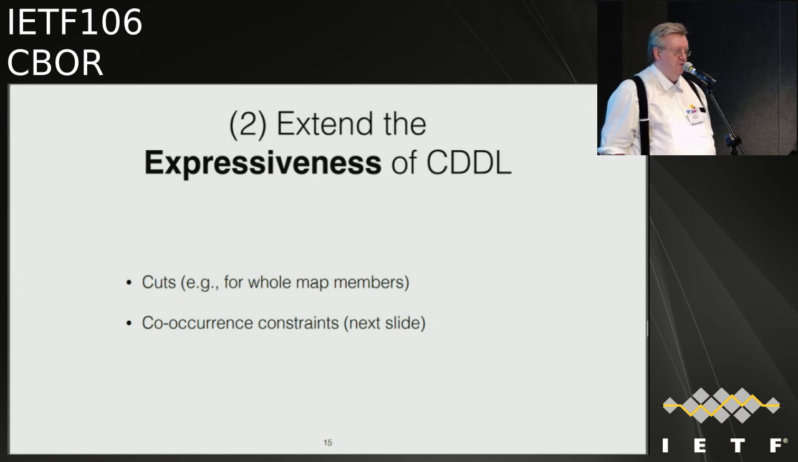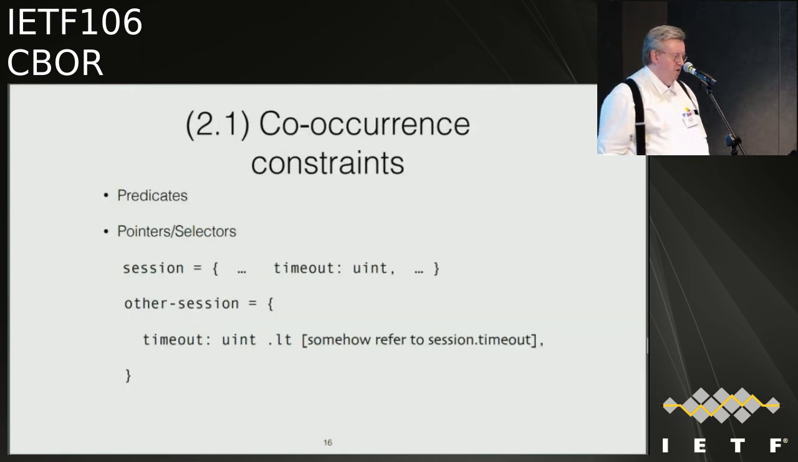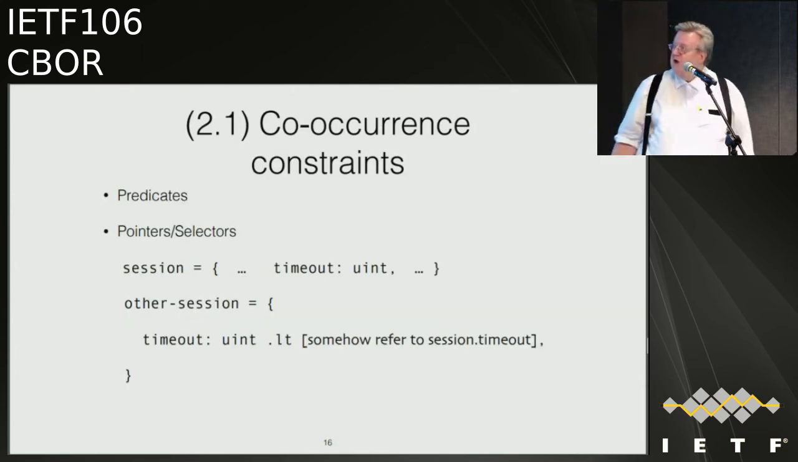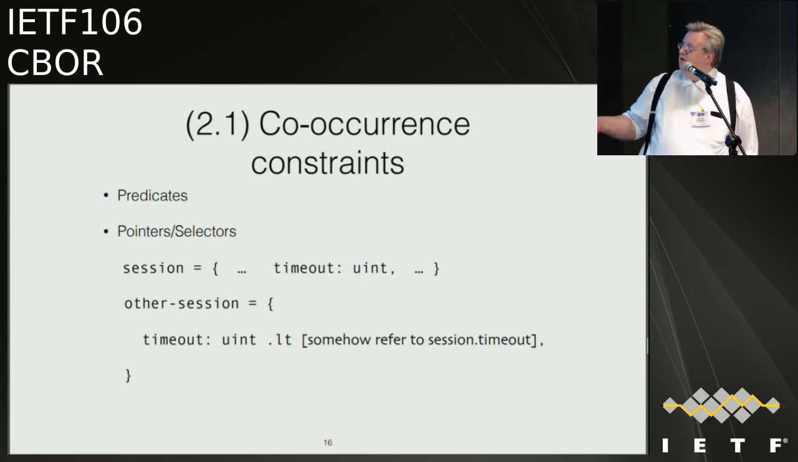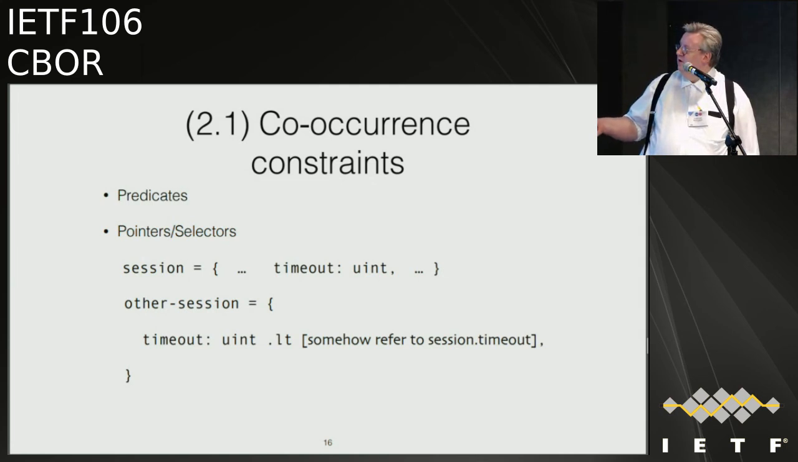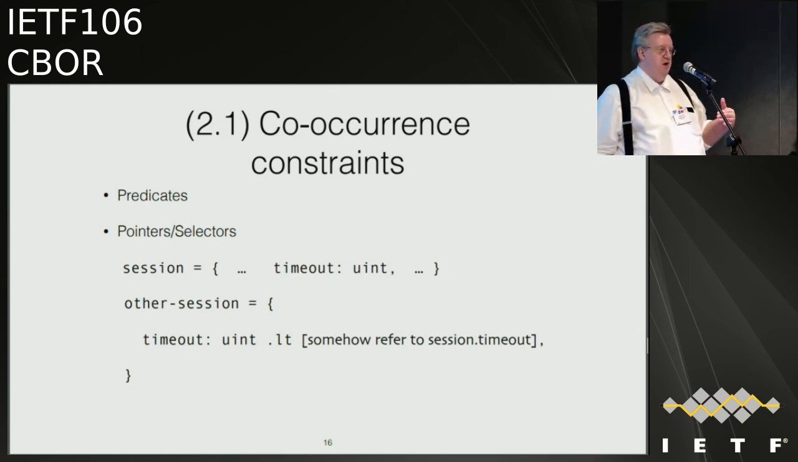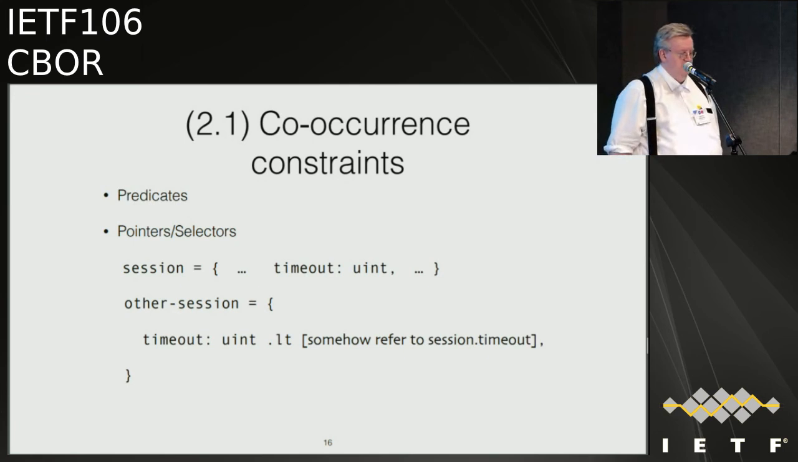Extending the expressiveness of CDDL requires design, and that would be the CUTS work that we have started, and the co-occurrence constraints. So essentially the two things that need to be done for co-occurrence constraints are predicates, because we need to be able to say whether something is okay or not, and some form of selector. So if we say that one number here needs to be less than some other number, we need to have a form to point to that other number in the data item. And that's sometimes significant complexity.